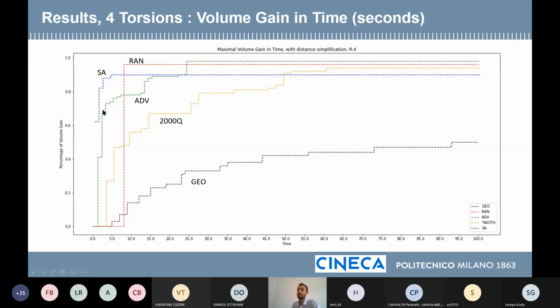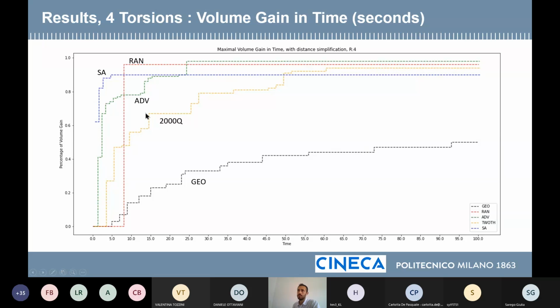So basically, you see that simulated annealing is very rapid and is able to get a good solution pretty fast. Then for 4 torsions, so for medium-small problems, the Advantage was a little bit slower, but after 25 seconds it is the one that reaches the best solution. So this was a very promising result, and it definitely outperforms the previous generation 2000Q annealing device. Still, however, it's not as fast as simulated annealing.